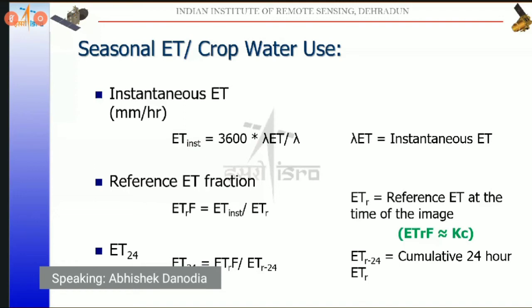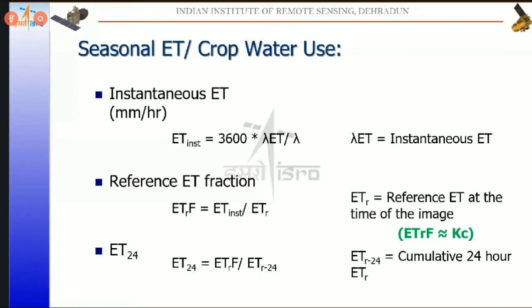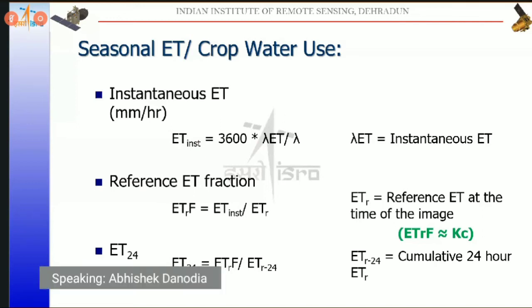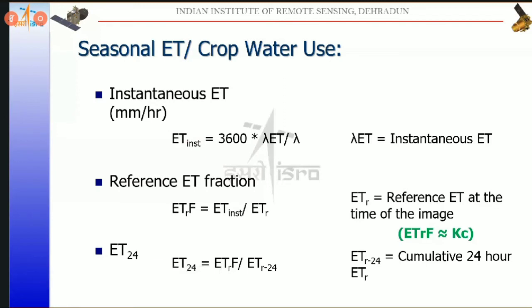At the same time, you have to define the reference ET fraction. If you want to calculate the ET for 24 hours, or even daily evapotranspiration, then you have to compute the ET24, the cumulative 24-hour evapotranspiration, and you have to compute that cumulative 24-hour ETr using ground-based meteorological parameters with high frequency, or you can say 5-minute or 10-minute interval data sets at the particular location. Using that, you can cumulatively define the 24-hour level ETr value.